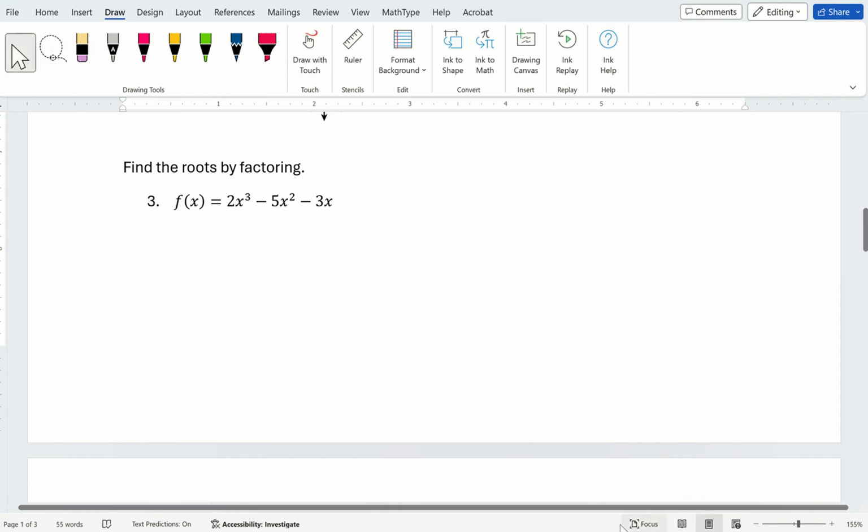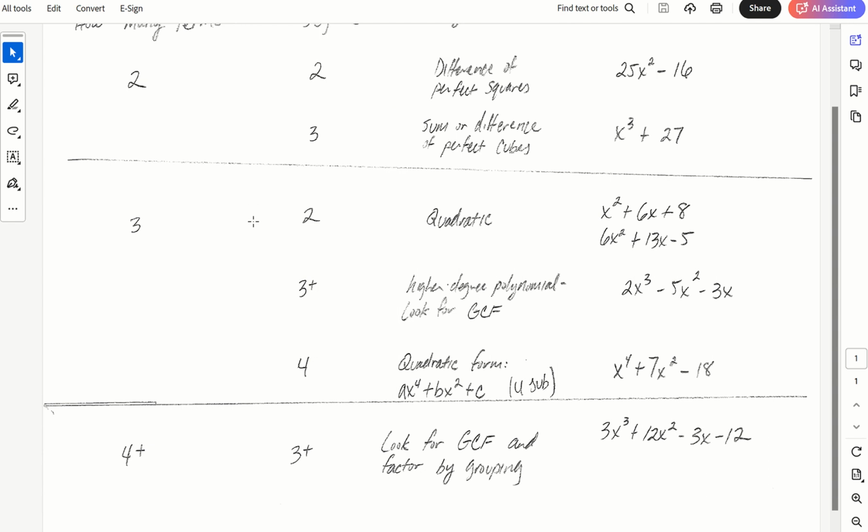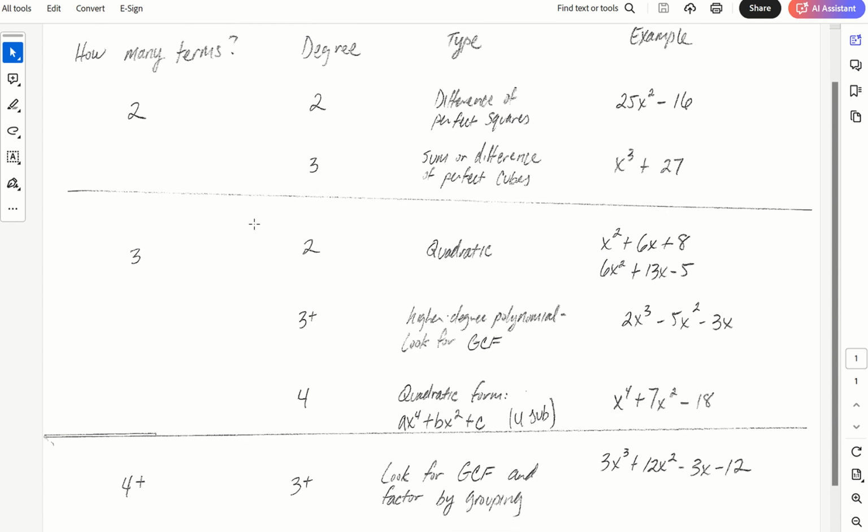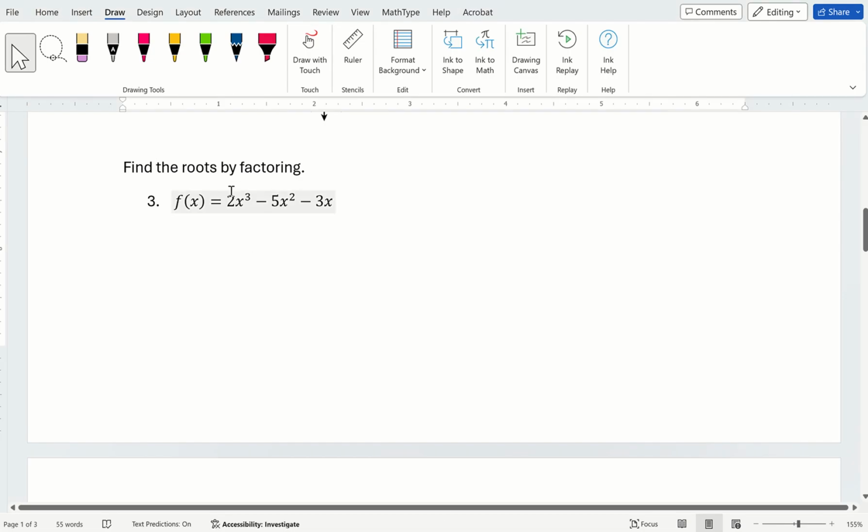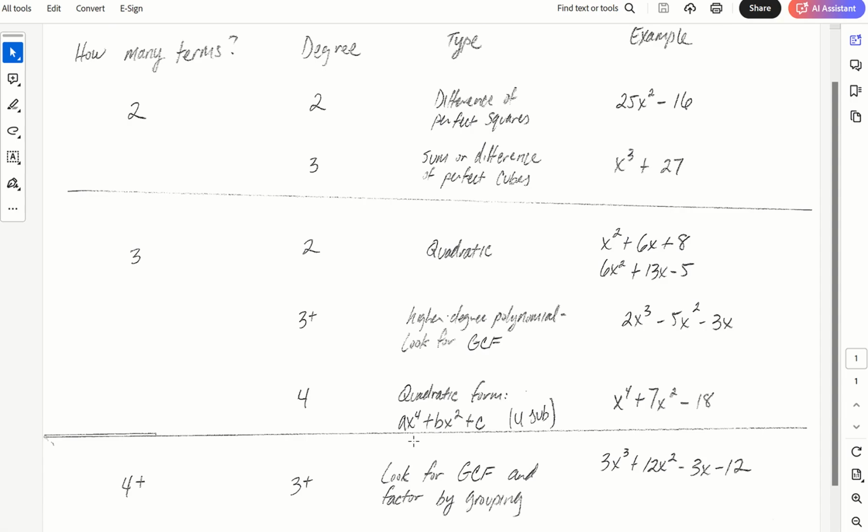Now, I made you a chart that kind of shows you how to think through these. So the first question you're going to ask yourself is, how many terms are in the function that I'm looking at? So if we go back over here, there are 3 terms because we have 2x cubed minus 5x squared minus 3x. So on the chart, we're going to go to 3 terms. Then we're going to ask, what's the degree of the function? Here, the degree is 3. So we're going to look at the 3 plus because the highest exponent is 3.